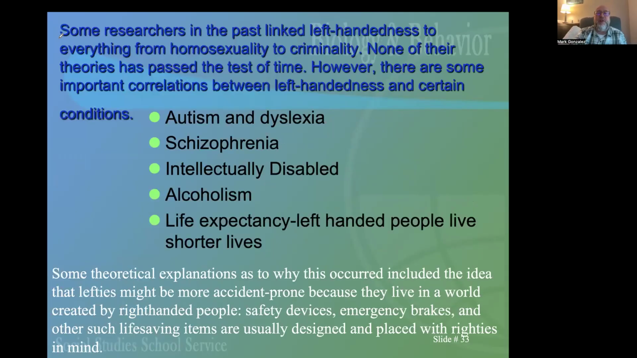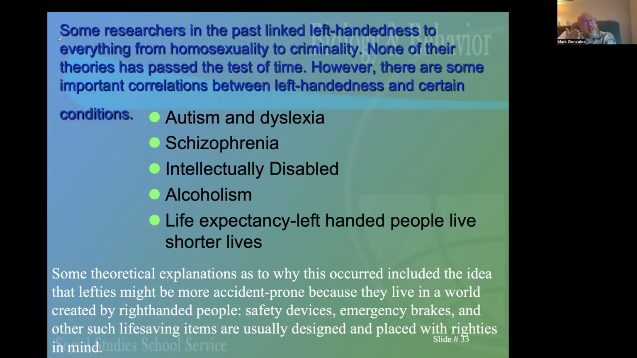But some research has actually been linked to left-handedness. Now, again, some of this has been bogus. Some of this has not been very scientific. They were even trying to say, hey, there are more criminals that are left-handed or whatever. But none of the theories have actually passed the test of time. There are some important correlations, though.